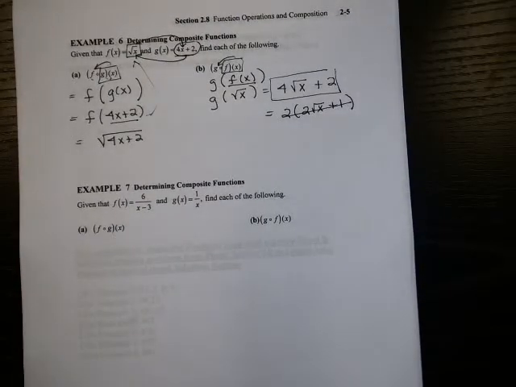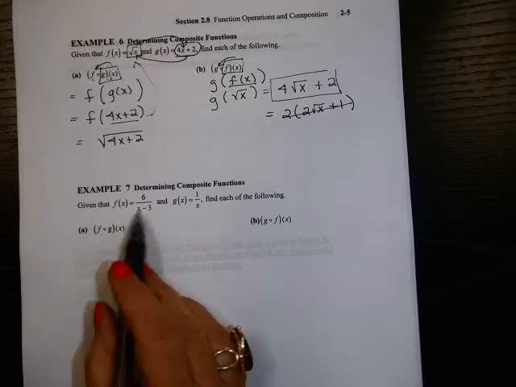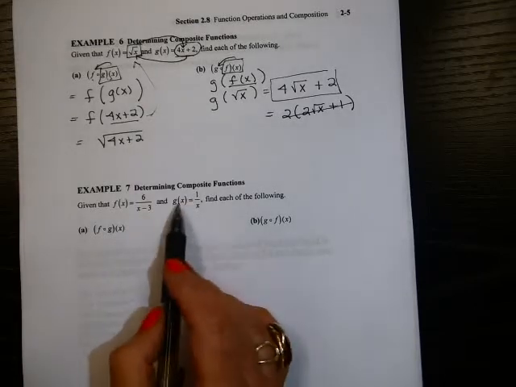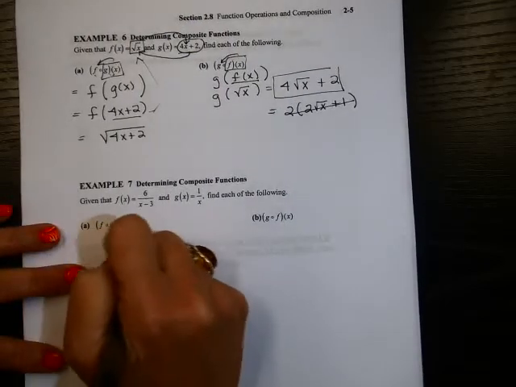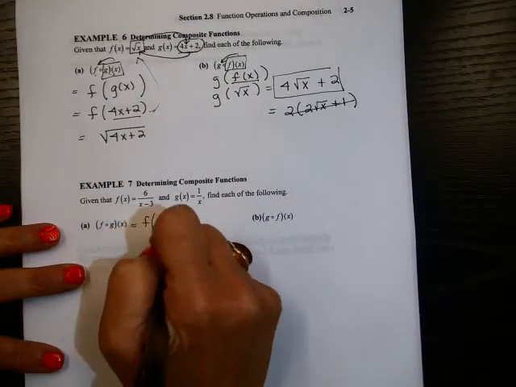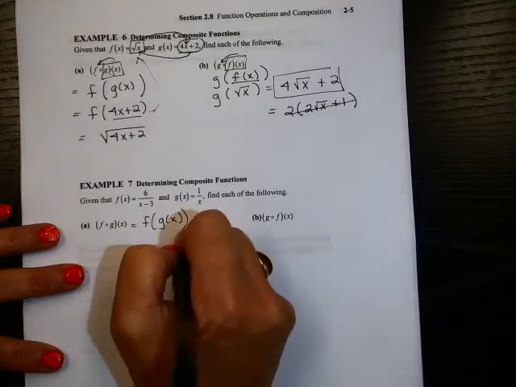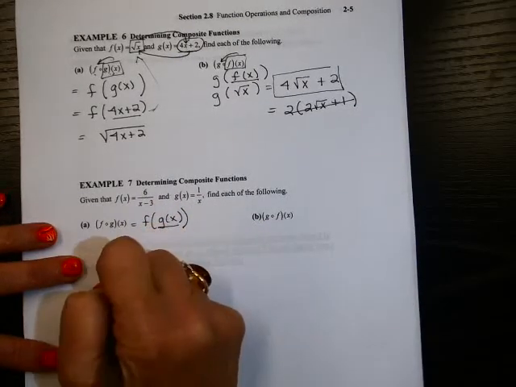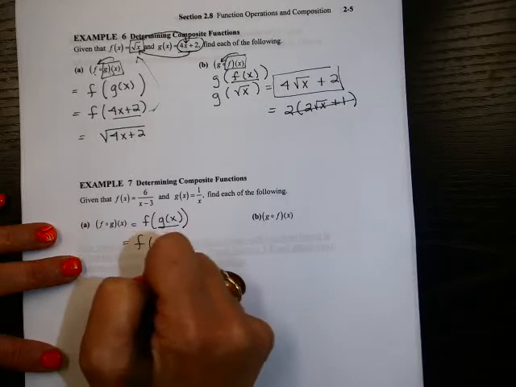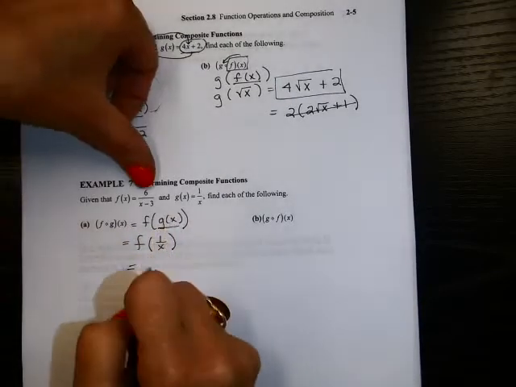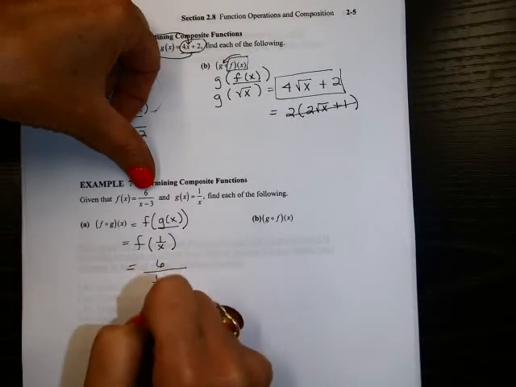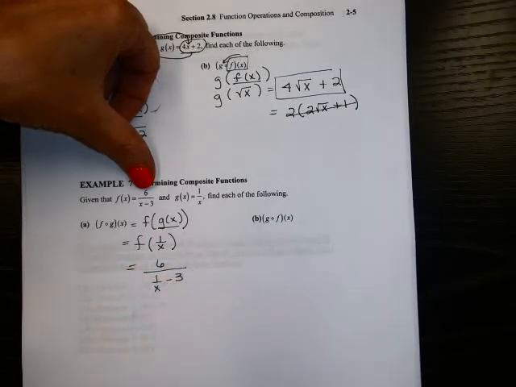Now, example 7 is more practice of the same. It says determine the composite functions. Given f of x is 6 over x minus 3 and g of x is 1 over x, find each of the following. So in this one, we're finding f of whatever g of x is. And so g of x, we're finding f of 1 over x. So we've got 6 over 1 over x minus 3.